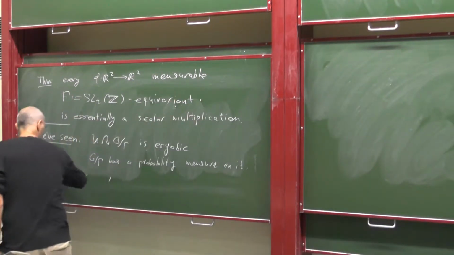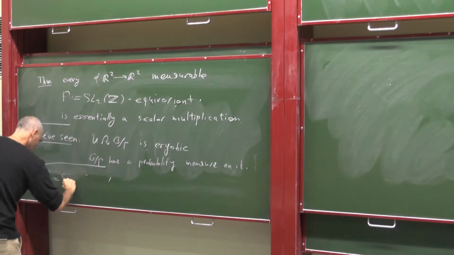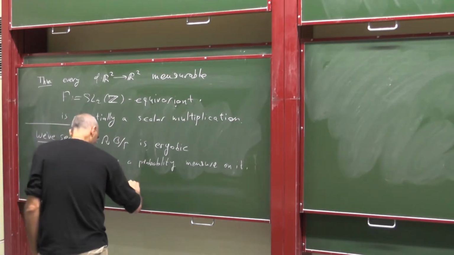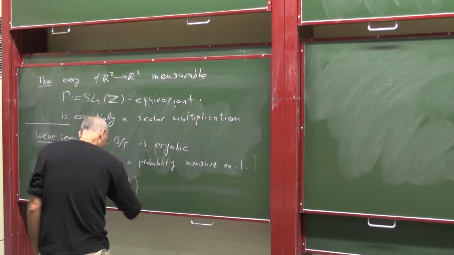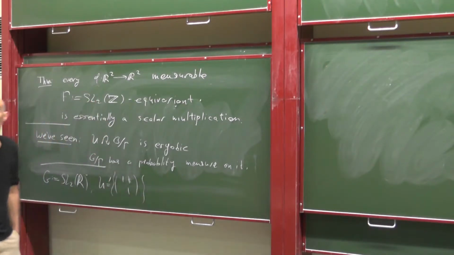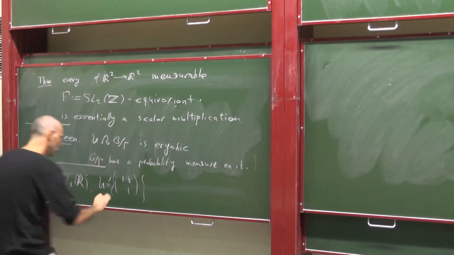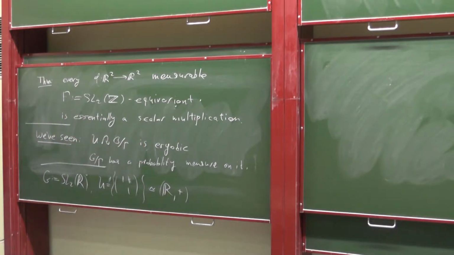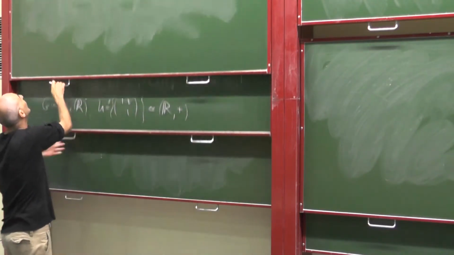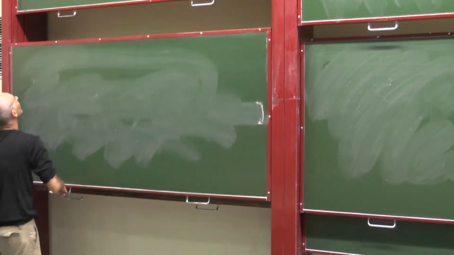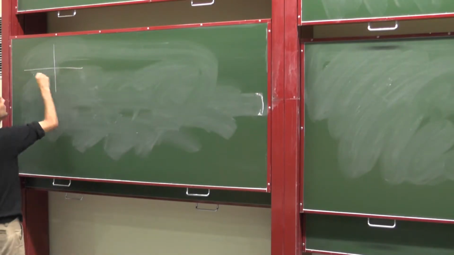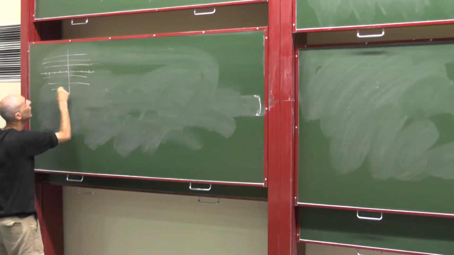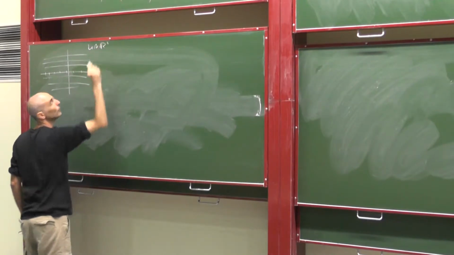Just notation: G is equal to SL2(R), gamma is already defined, U is the unipotent subgroup, which is isomorphic to the additive group of R. Maybe I should recall we had this nice picture of U orbits on the punctured plane.